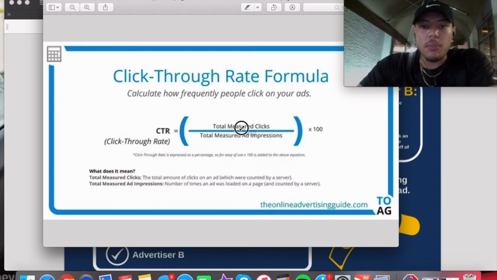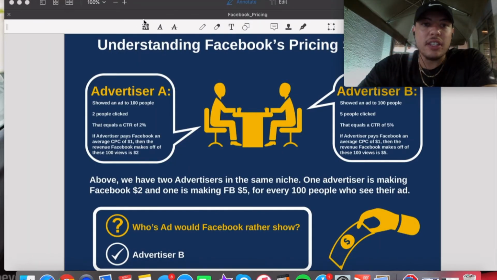So click-through rate is the total measured clicks divided by the total amount of impressions, so the amount of people that saw the ad, multiplied by 100. The higher the click-through rate, the better it is for us, the better it is for Facebook, and the better it is for our users. So let me show you an example of how this could compare.